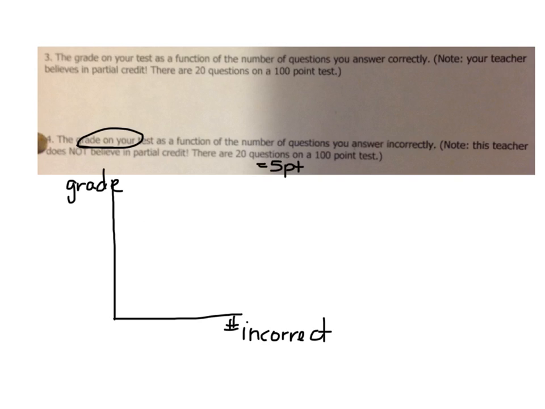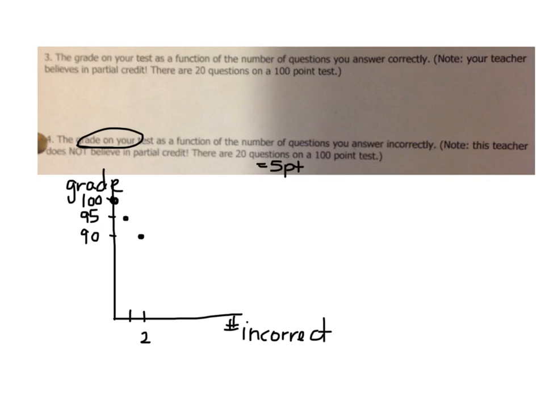Okay. If I get 0 incorrect, my grade's going to be a 100. If I get 1 incorrect, my grade's going to be a 95. If I get 2 incorrect, my grade is a 90. And I think you can see what's happening here. Can I ever get a 93? This teacher doesn't do partial credit, so it's 5 points or it's no points. So I am never going to be able to get a 93 or a 99.9.